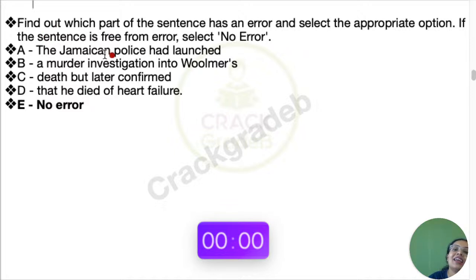Okay. The Jamaican police had launched, after had you have verb third form, a murder investigation, and that is into something that is death. Kiska death hai, apostrophe s se we are talking about it. But later confirmed he died of. Whenever you use die with of, you talk about the physical cause of death. So he died of heart failure, he died of lung issues, he died of kidney failure, like that. So this is absolutely right.